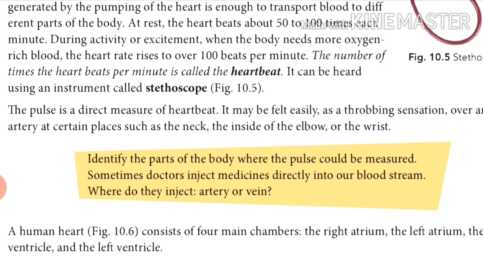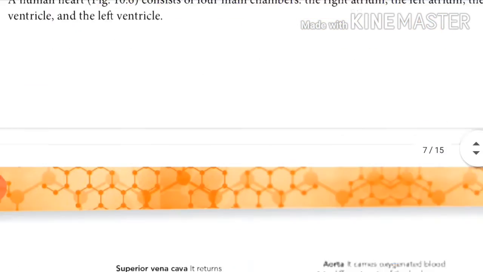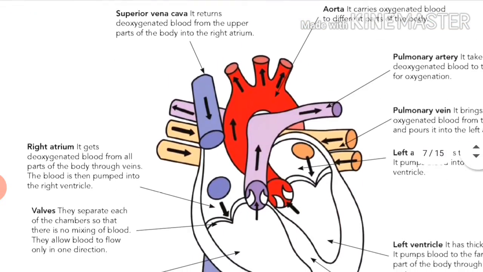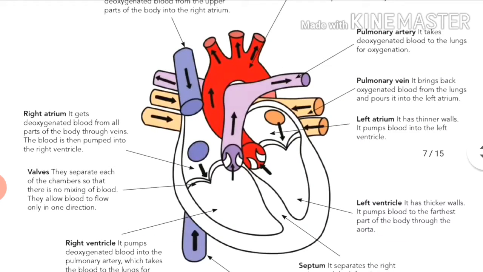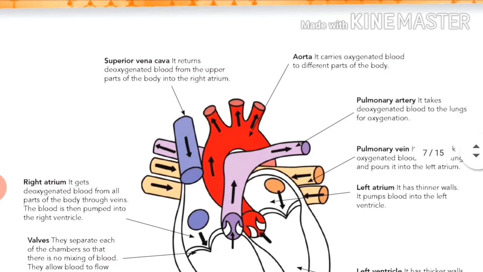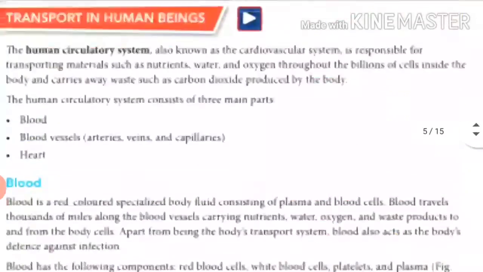Then the instrument which is used to measure the heartbeat is called a stethoscope. Then each and every part of the heart like pulmonary artery, pulmonary vein, atrium, ventricles, superior vena cava, aorta, all the things we have learned in the last video. So guys, today what are we going to learn?